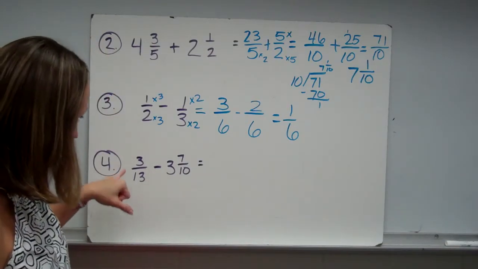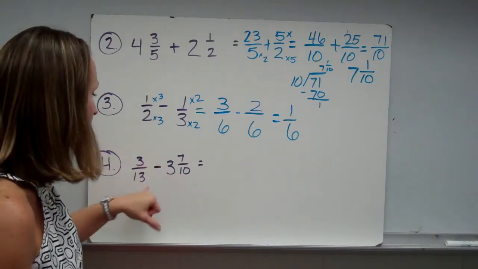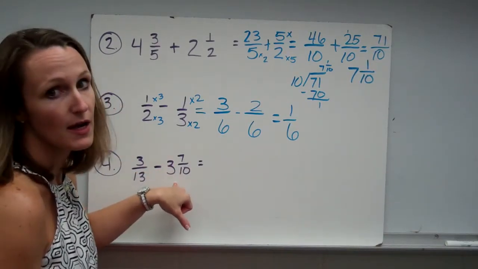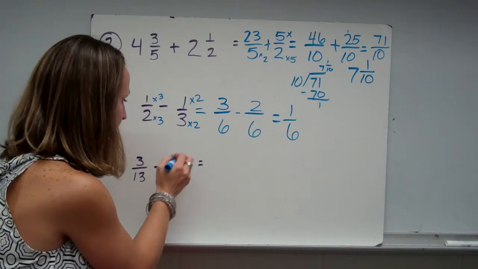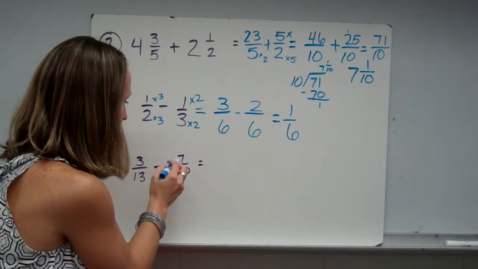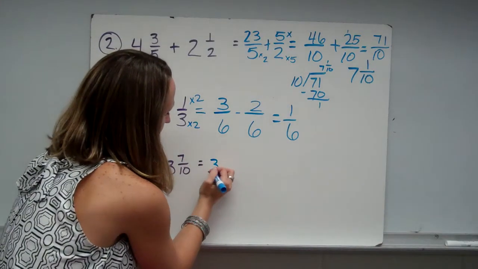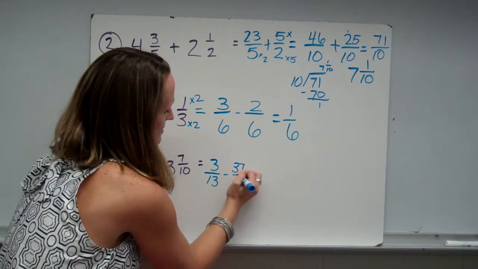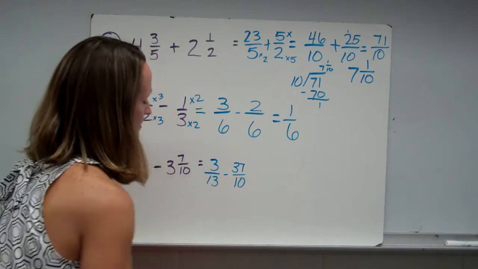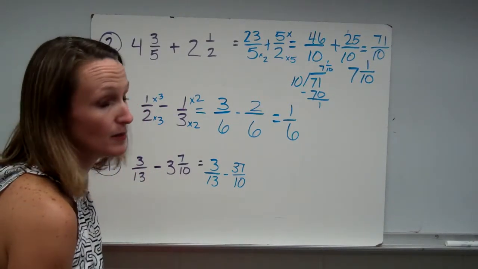All right, one more problem. 3/13 is as small as it will go. Well, not as small as it will go, but it's not a mixed number. But over here, I do have 1. So 10 times 3 is 30, plus 7, so it's going to be 37/10. So I'm going to have 3/13 minus 37/10. Now, I also have to find a common denominator.